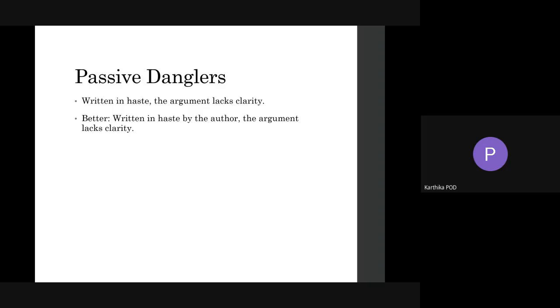Written in haste. Why is this passive? Because it starts with a passive. Written in haste, the argument lacks clarity. Who wrote in haste? Right? So, written in haste by the author, the argument lacks clarity. Written in haste, can you use some other words and try to complete the sentence? Written in haste, he found his argument lacking clarity. That's also a possibility. Okay.